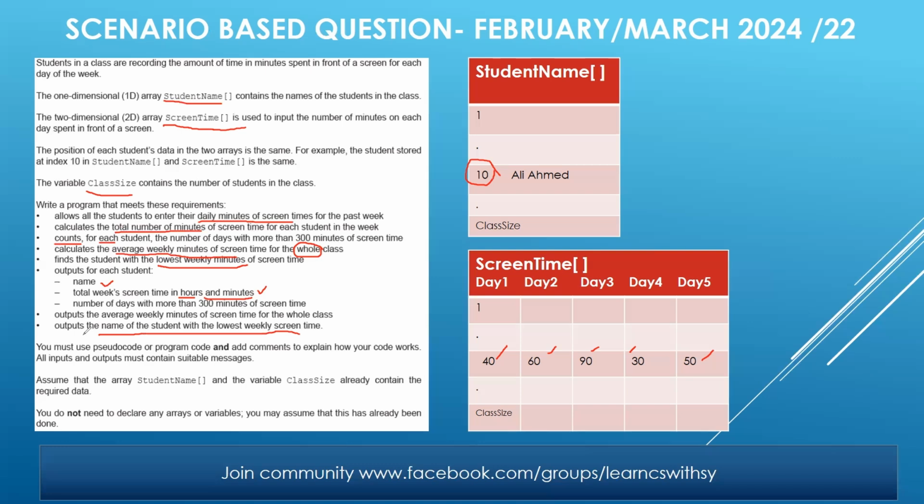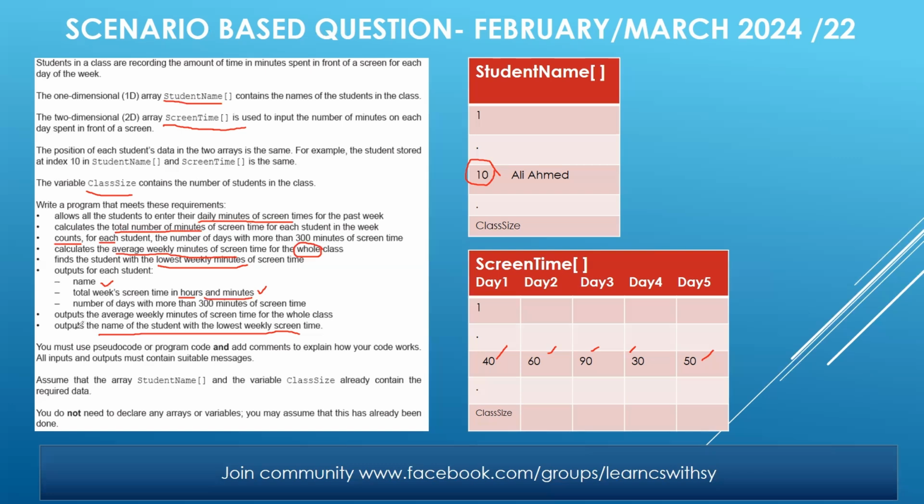The daily minutes spent is supposed to be taken into account, calculation of the total number of minutes to be done, count for each student how many days he's spending more than 300 minutes of screen time, God forbid. Calculate the average weekly minutes of screen time for the whole class, that is for the whole class, average. And then again, which idea strikes your mind when you hear the term average? Which concept is needed? Excellent, Ahmed.